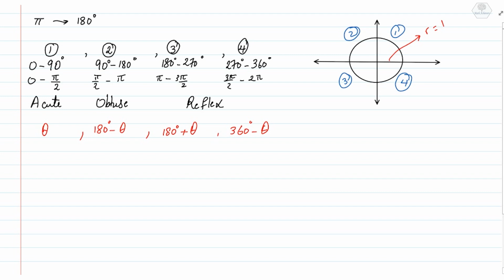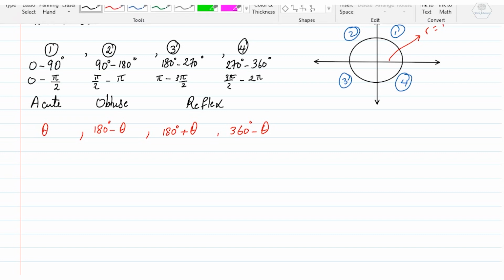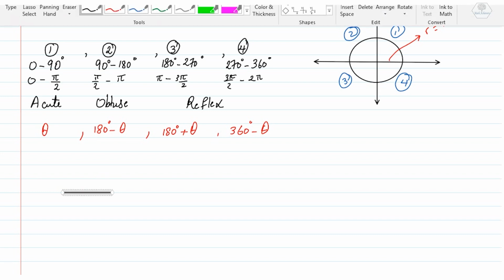Now let's see some special triangles and the values of angles. Let's start with the 30-60 triangle. Let's draw it. This is a right angle triangle. Okay, I have it like this.